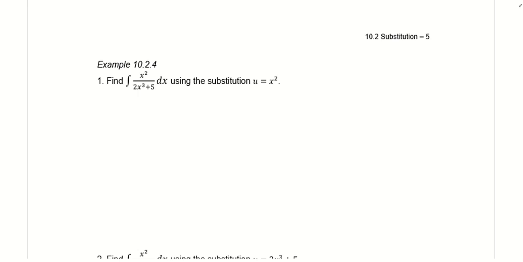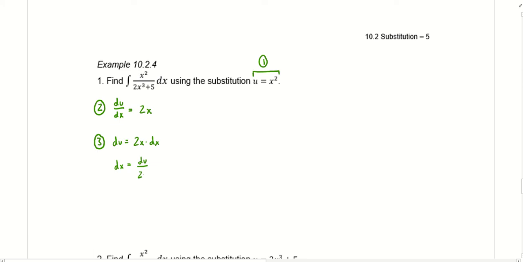So let's go ahead and do that and see what happens. My step 1 is done for us. That's our u, so I'm just going to label this as step 1. Step 2, this is where we differentiate u with respect to x, so du dx. Derivative of x squared is just 2x. And then in step 3, we take our result from step 2 and we solve it for dx. So if I multiply dx on both sides, du equals 2x times dx. And then dividing both sides by 2x gives me dx equals du over 2x.